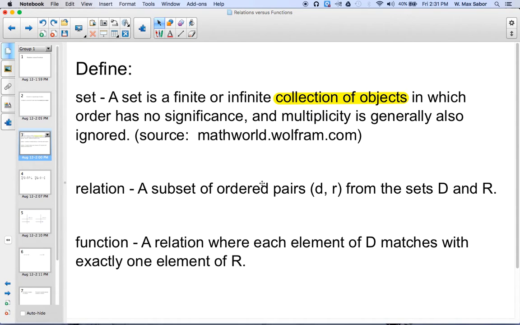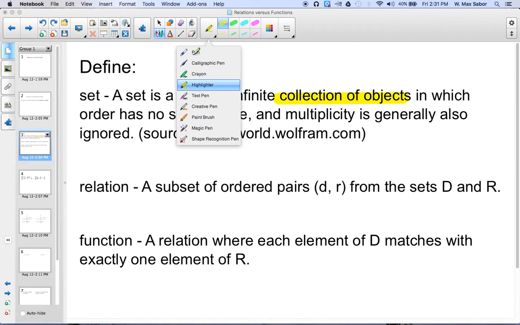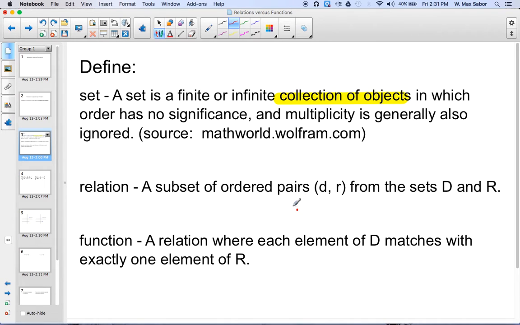A relation is a subset of ordered pairs (D, R) from the sets D and R. I'm naming these D and R because of domain and range, although it's technically not domain and range when we are dealing with just a normal relation. A function is a relation where each element of D, the domain, matches with exactly one element of R, the range. We see this written as f(D) = R. Putting D in as an input always gives an output of R. That's what the exactly one element of R part means.